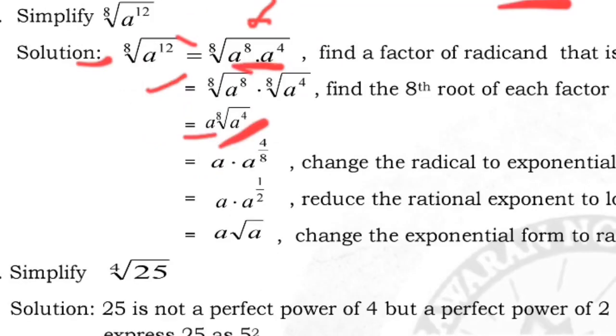Changing the 8th root of a to the power of 4 to exponential form, we have a times a to the power of 4 over 8. 4 divided by 8 is 1/2. Then changing this to radical form, a to the power of 1/2 is equal to the square root of a. Therefore, the 8th root of a to the power of 12 is equal to a times the square root of a.